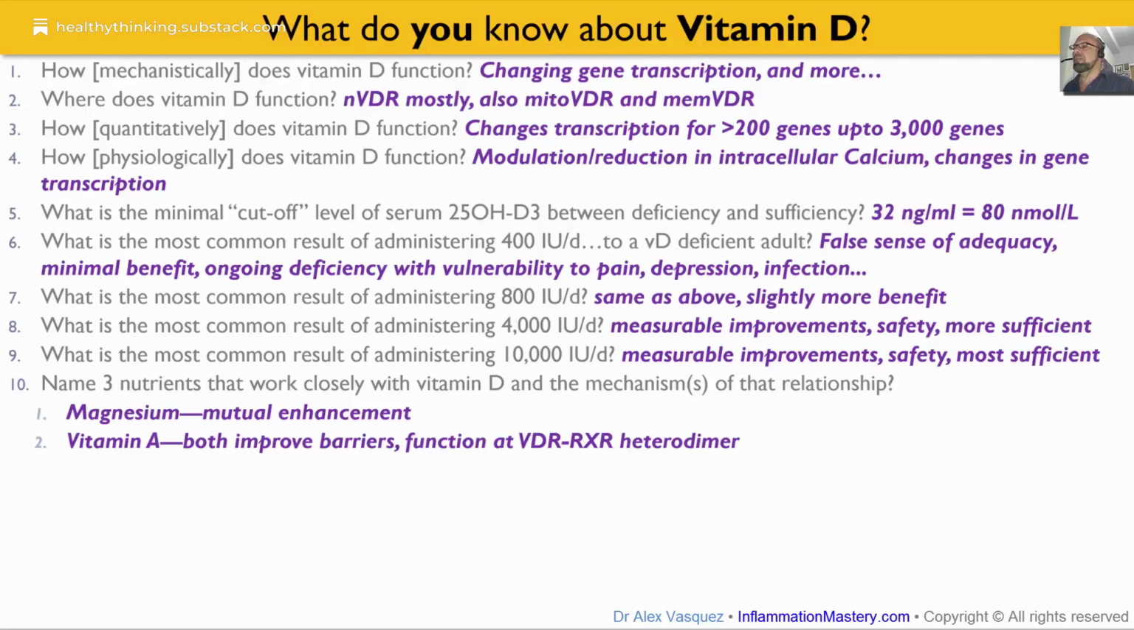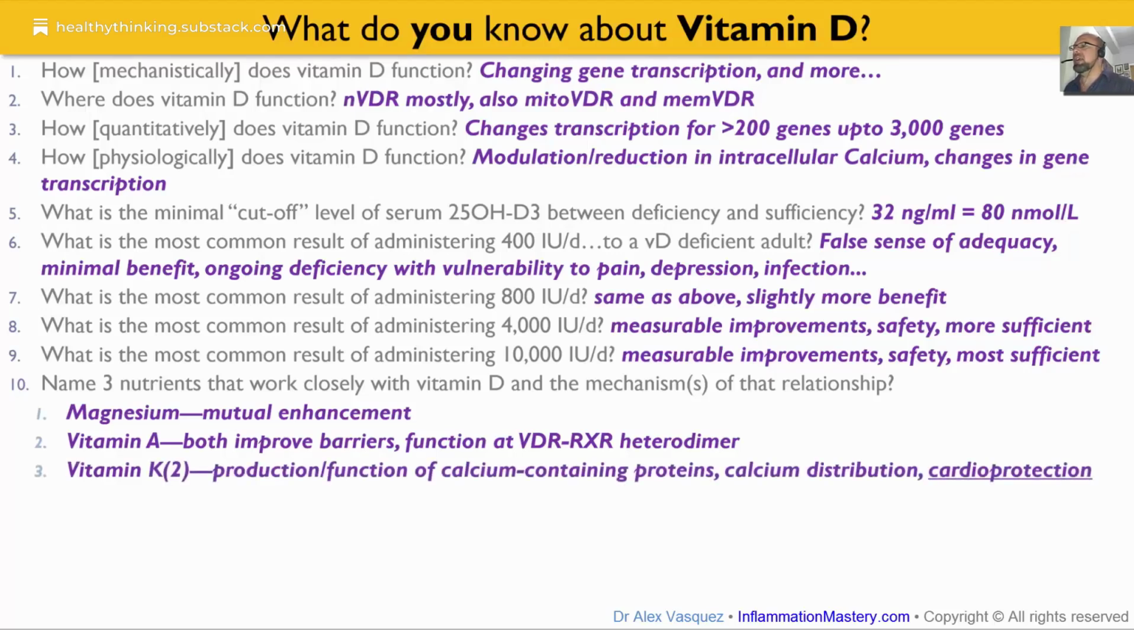With vitamin A, they both improve barriers, they function at the same receptor, and they also increase epithelial integrity, intracellular junction proteins, and secretory IgA. With vitamin K2, we receive benefit in terms of the function of calcium-containing proteins, calcium distribution, and cardioprotection. And we could also add NAC and glutathione here because those are very important for antioxidant defenses, and vitamin D also plays a role in glutathione metabolism.